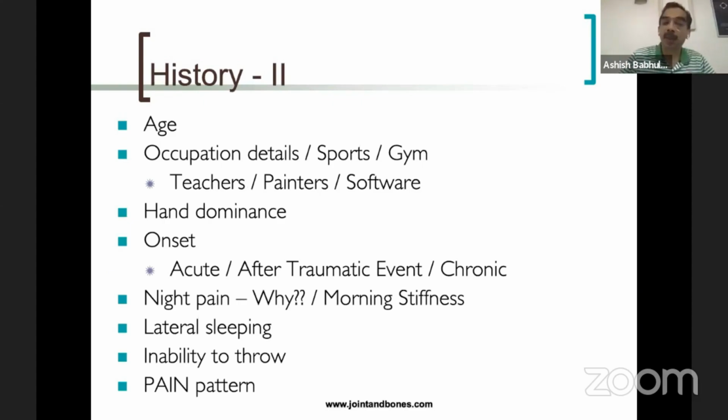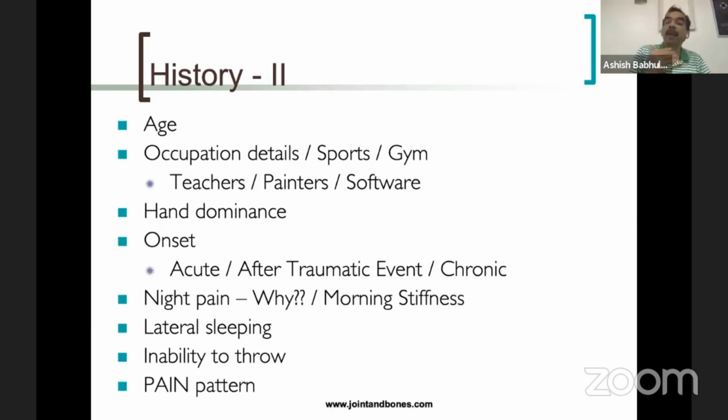On history, you must ask for the age, occupation details, and hand dominance, and that's true for every upper limb condition. But typically, most shoulder patients come in a chronic manner with a 3 months, 6 months, 1 year history. If it's an acute event, then you must know what it is. It is completely different from your usual conditions that present in a chronic manner. Typically, rotator cuff affections have a lot of night pain, so that kind of segregates your cervical spine disorders from the shoulder disorders.